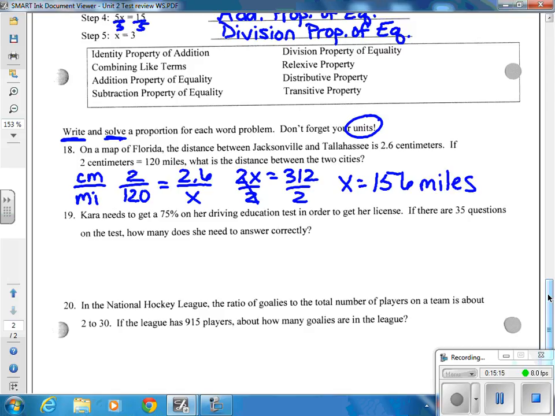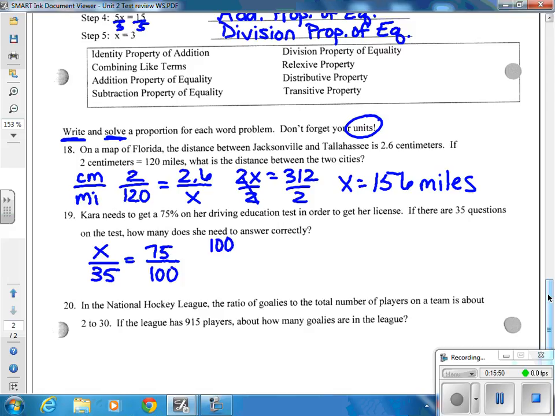For number 19, I see a percent sign in my problem, so immediately the first proportion that comes to mind is the percent proportion, right? So when we go ahead and do this, remember it's your is over of equals percent over 100. I see my percent, so that's 75 over 100, but I need to figure out my is and my of. All right, if you keep reading, it says that there are 35 questions on the test. How many does she need to answer correctly? 35 is the total. Total amounts always go on the bottom. You're trying to figure out what part of those 35 does she have to answer right to pass. All right, so here's your proportion.